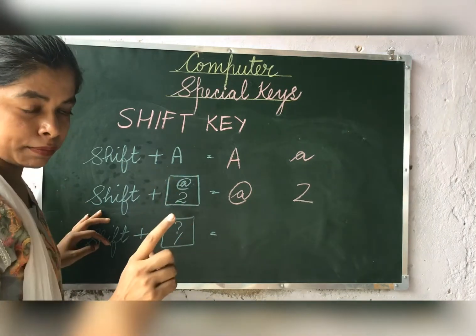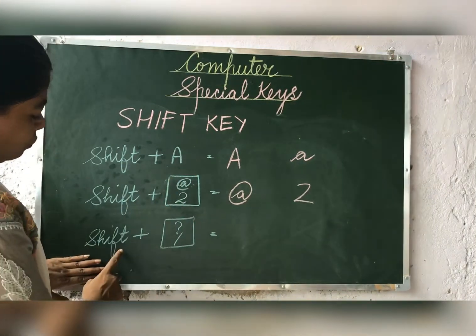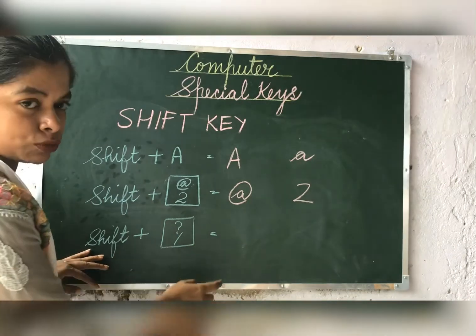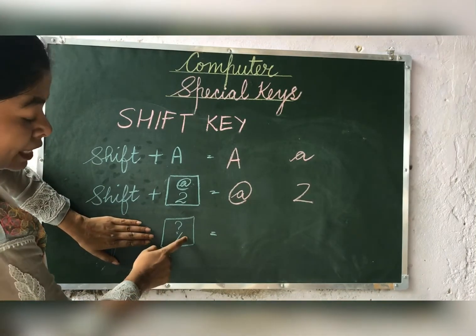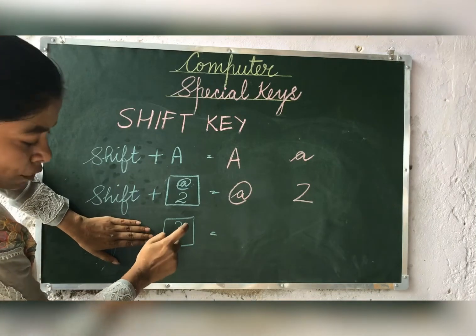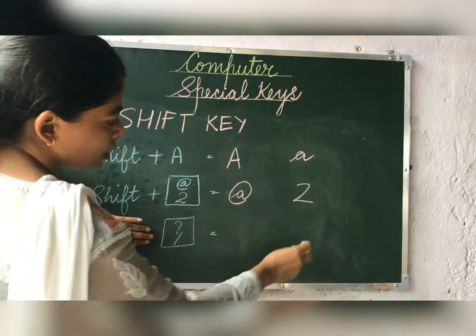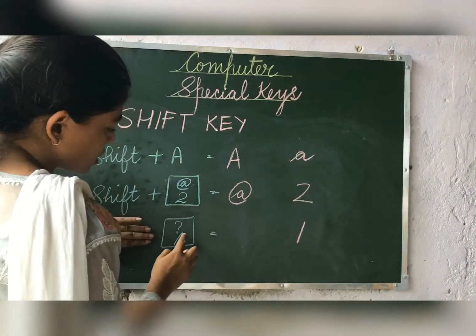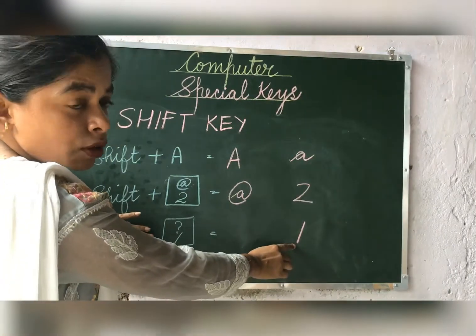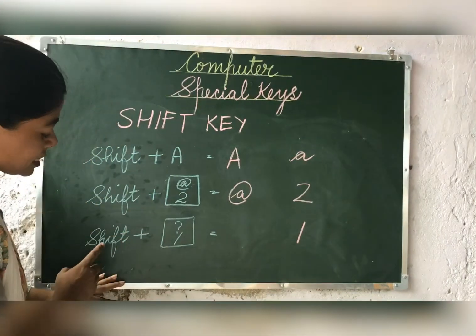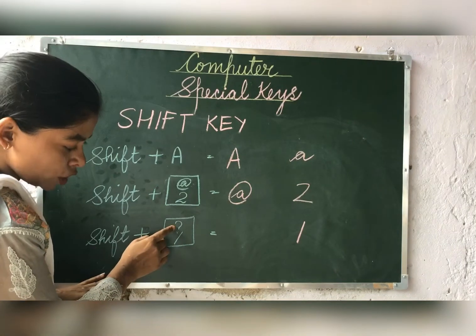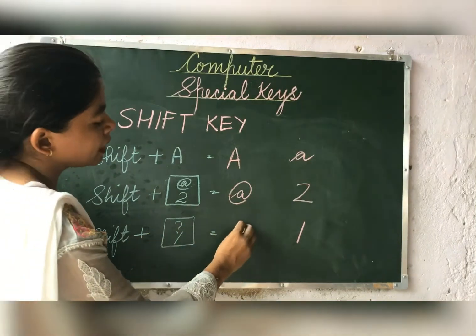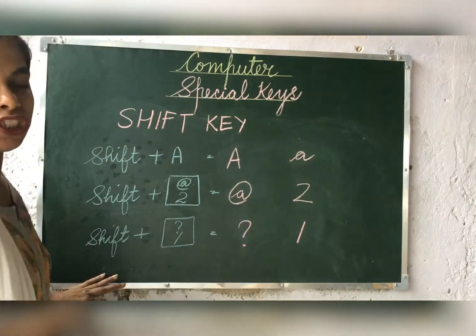Second thing, children, the shift key is also used to make punctuation marks. Like if you are not using the shift key and you press this key, the sign which is down on this key will come. This is slash, okay? But children, if you press shift plus this slash key, the sign that is on the top of this key, that is question mark, this punctuation mark will come.